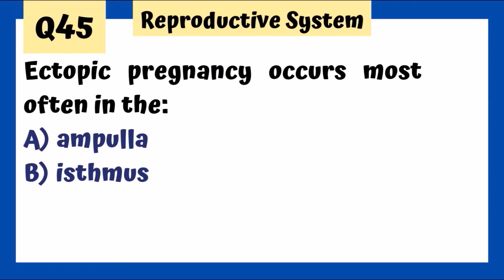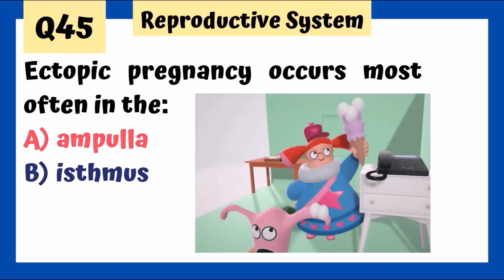All right, question 45. Ectopic pregnancy occurs most often in the ampulla. It could occur in the isthmus. It could occur in other places as well. It could even occur in the liver, but it most commonly occurs in the ampulla. Over here we have a video that I made of a woman who's pregnant, and she dropped some eggs from her ice cream. These are the egg toppings for ectopic onto her uterus ampulla.